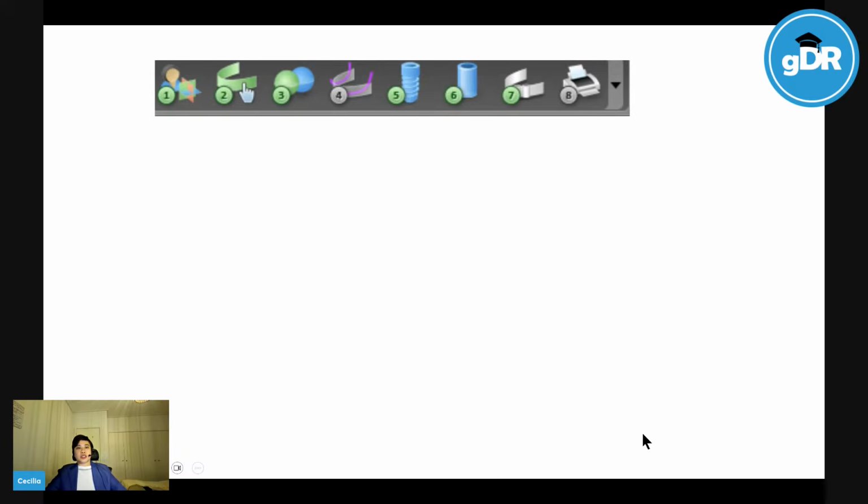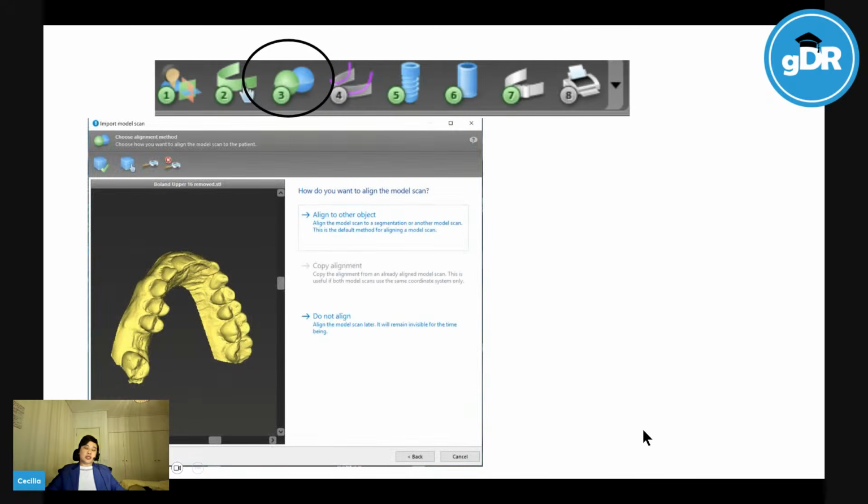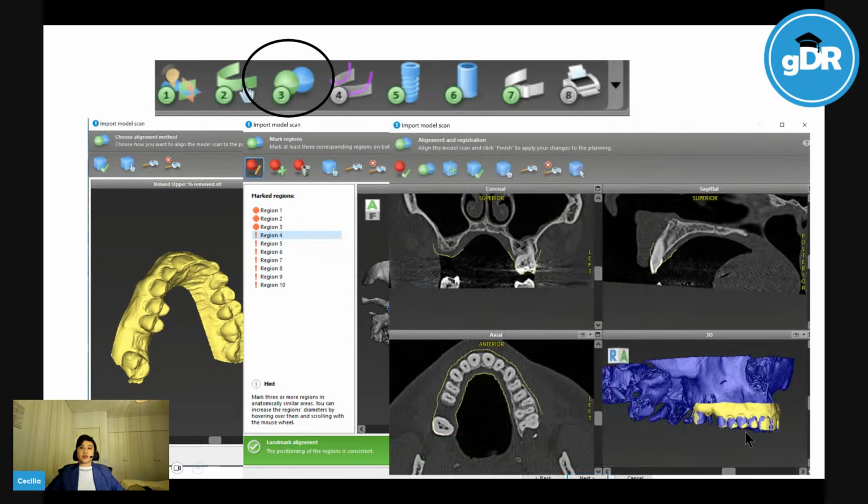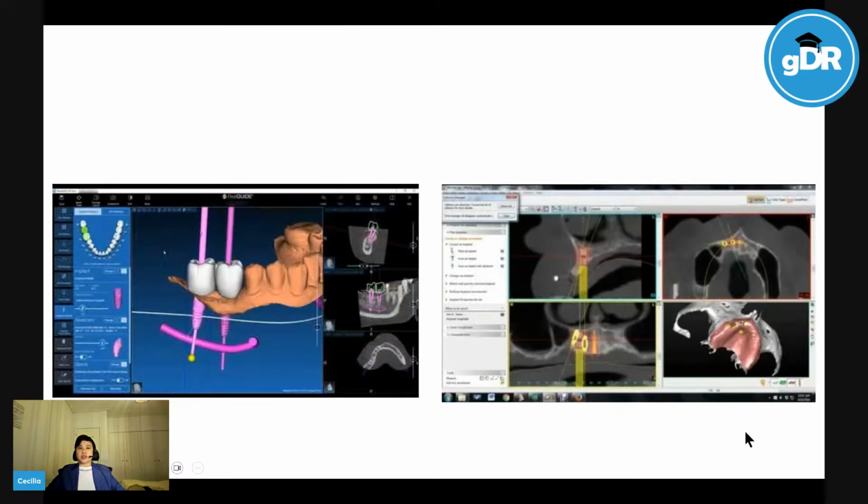The next thing is you either take a manual impression or do a digital scan, and you align this with your CBCT, your 3D scan. Once you've aligned, you then have a model in virtual reality, which you can use to do diagnostic wax ups and plan your implants.